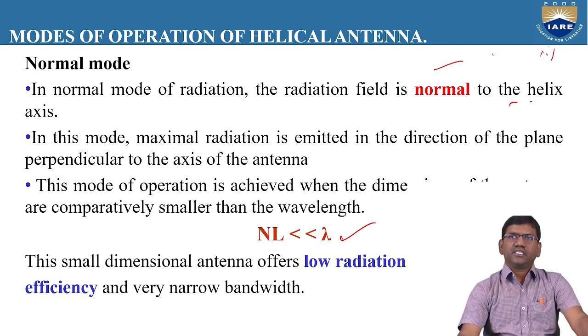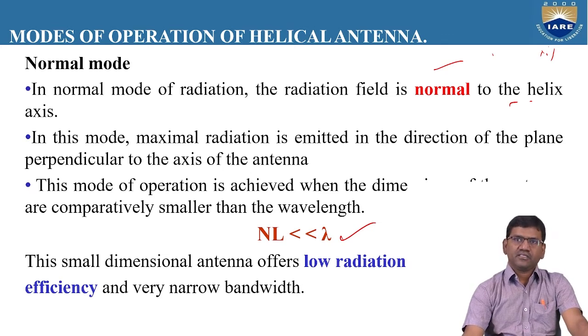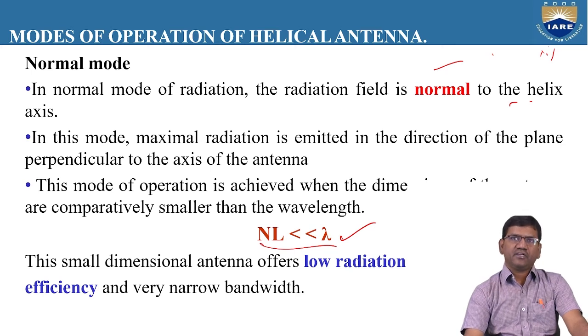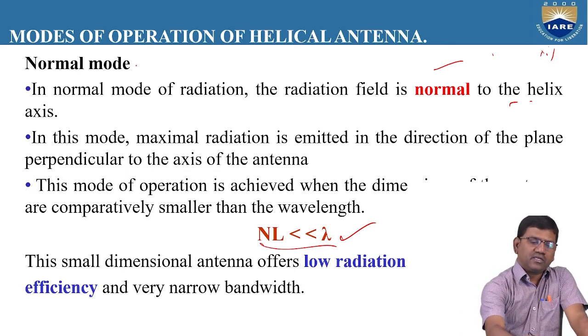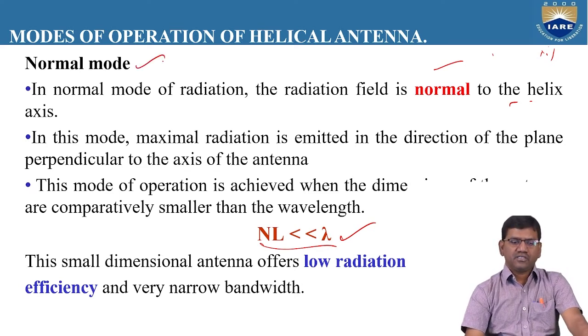This mode of operation can be achieved when the dimensions of the antenna are comparatively smaller than the wavelength. That means the dimension NL must be far less than lambda. This small dimensional antenna offers low radiation efficiency and very narrow bandwidth. So if your requirement is to achieve narrow bandwidth, then you can use the helical antenna in the normal mode. In the normal mode, the radiation efficiency is very less.